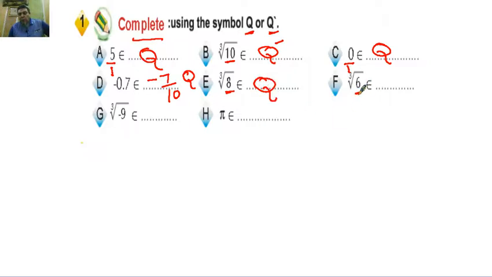Cube root of 6: 6 is not a perfect cube. There is no number multiplied by itself 3 times that equals 6. Then cube root of 6 belongs to Q dash. Negative cube root of 9: there is no number multiplied by itself 3 times that equals 9. So cube root of negative 9 belongs to Q dash. Pi, we mentioned before, is an irrational number because pi is an approximated value. Then pi belongs to Q dash.